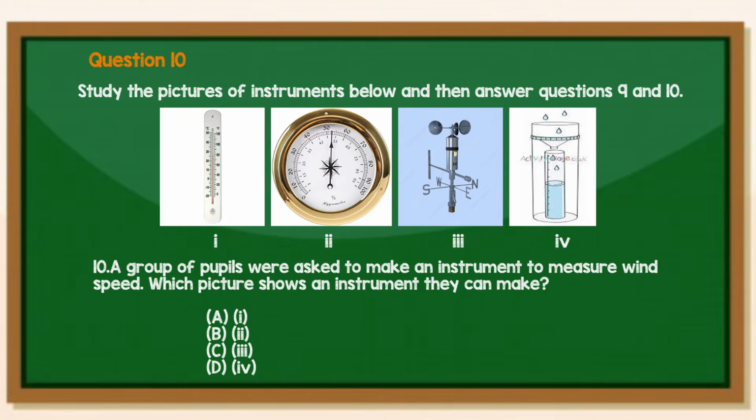And question 10. A group of pupils were asked to make an instrument to measure wind speed. Which picture shows an instrument they can make? A, B, C, or D?